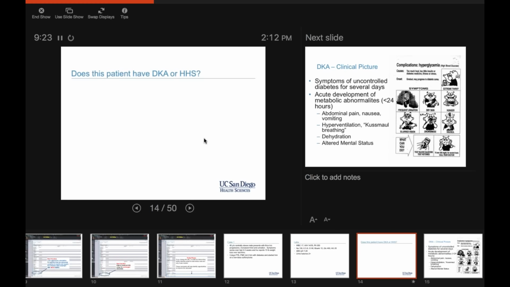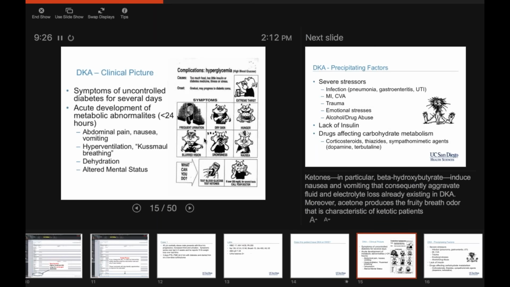Does this patient have DKA or HHS? So what is DKA? DKA is absolute insulin deficiency. When you have absolute insulin deficiency, you have no insulin around. If you remember from previous talks, one of the main purposes of basal insulin is to suppress glucose and ketone production. Without insulin, your body cannot utilize glucose as a fuel source. Then you start breaking down your fatty acids, and a byproduct is ketones. So with no insulin circulating around, you start making ketones.